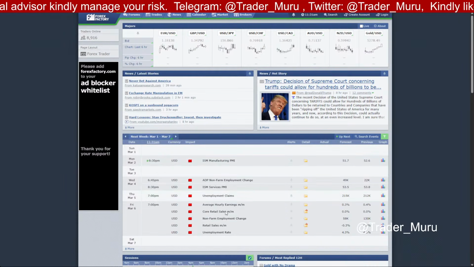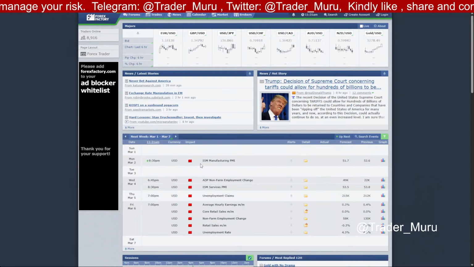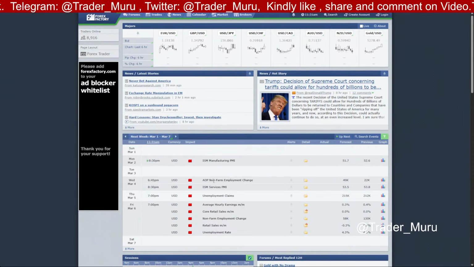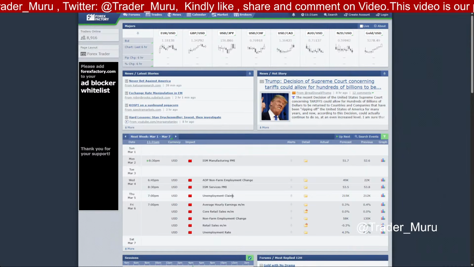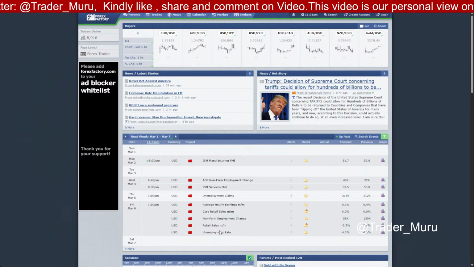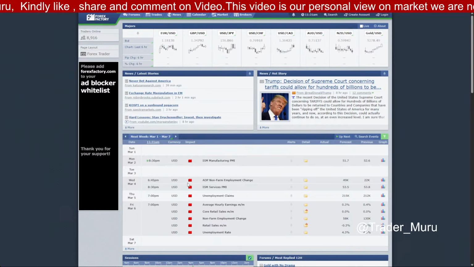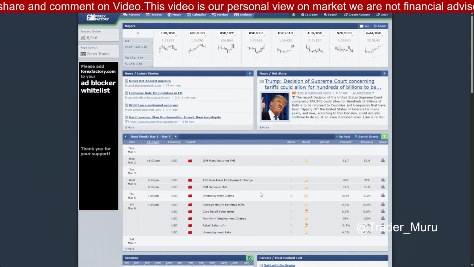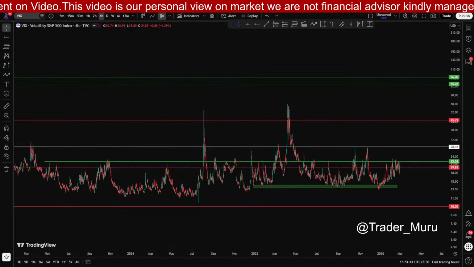This is the news calendar for next week. We have ISM on Monday, then ADP and NFP. So possibly a slow range toward upside.